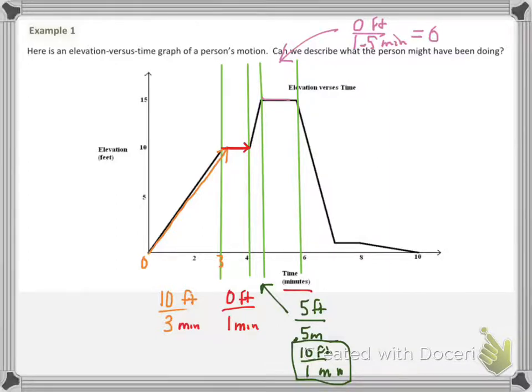Okay, let's see something else. Here's one down here. So we go another time interval from 6 to 7, it looks like. So 1 minute passes. And during that 1 minute time period, we go from 15 feet down to maybe 1 foot. So in this time interval, we go down 14, negative 14 feet in 1 minute. So there's a slope of negative 14.